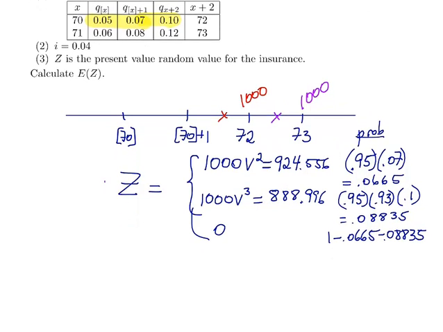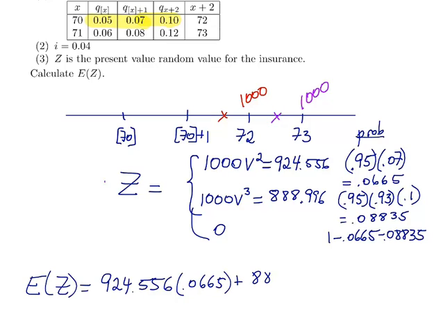All right, so I want the expected value of Z. It's just a simple discrete random variable with 3 possible values, so we just do the weighted average of the values. So 924 times 0.0665 plus 888 times 0.08835, and let's see, that's 140. And that would be my expected value.